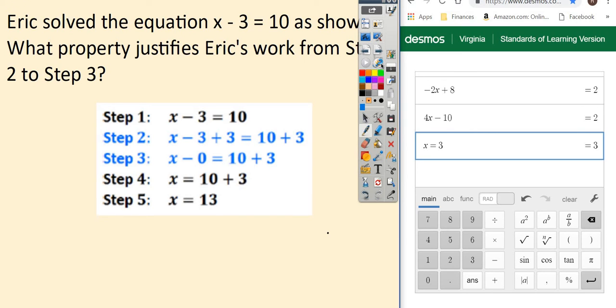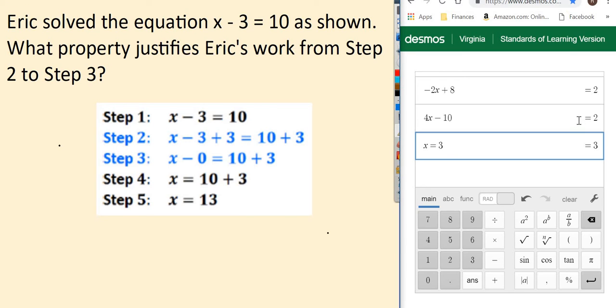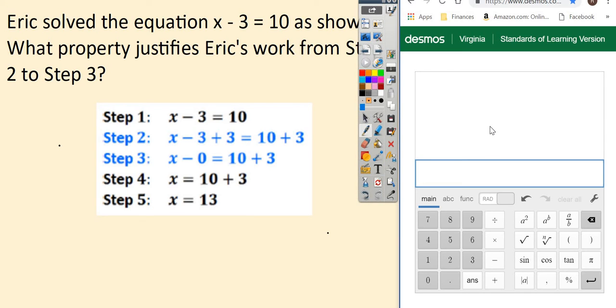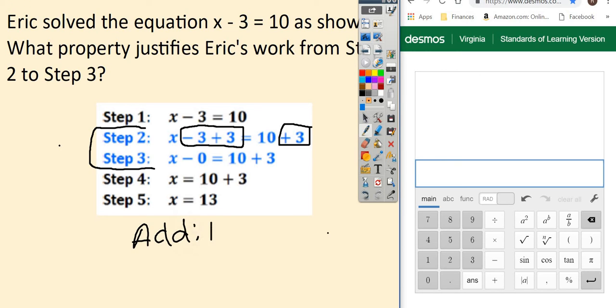Okay, we've got another one that we need to read and see what it's about. It says Eric solved the equation x minus 3 equals 10 is shown. What property justifies what happened between step 1 and step 3? If you notice right here, that -3, he added a 3 to both sides, which would be your additive inverse. Let's go to the next one.